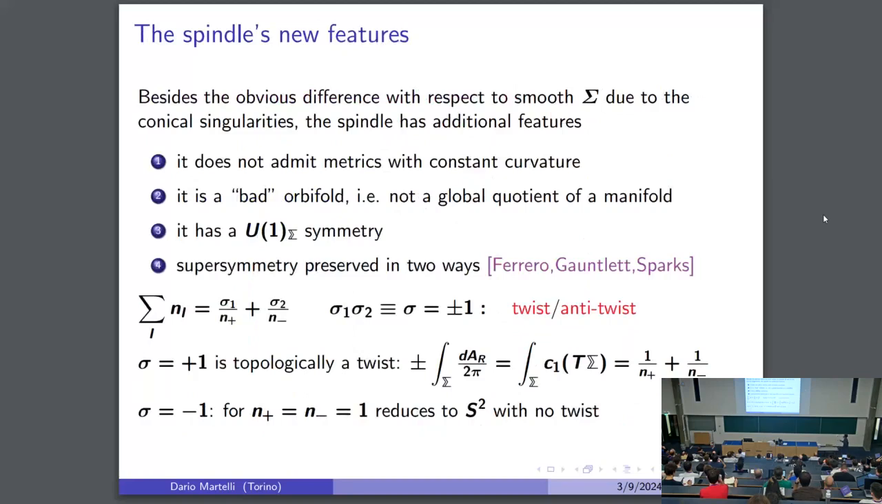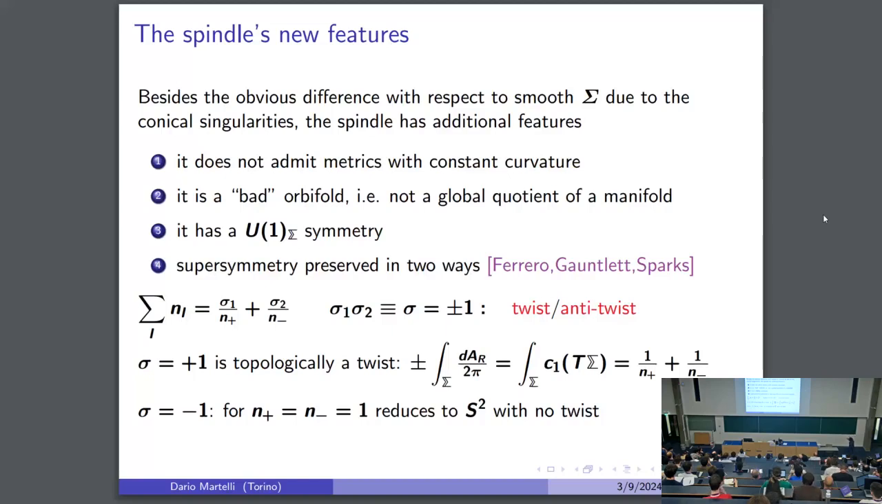Now, some new features of the spindles, besides the obvious one. Here is a list. It does not admit a metric with constant curvature. It is a bad orbifold, which plays an important role. It means it's not a quotient by some discrete group of a manifold, like the typical orbifolds, say a torus modded by Zn, etc. And it also has a U(1) symmetry, which is the rotation along the azimuthal axis.